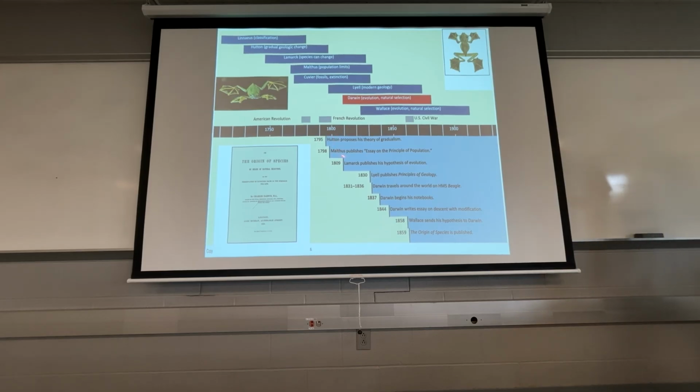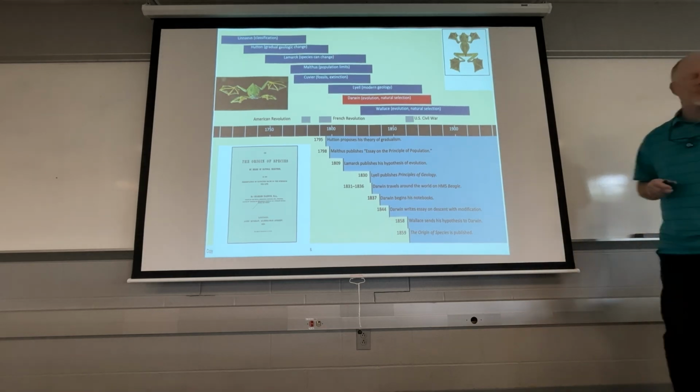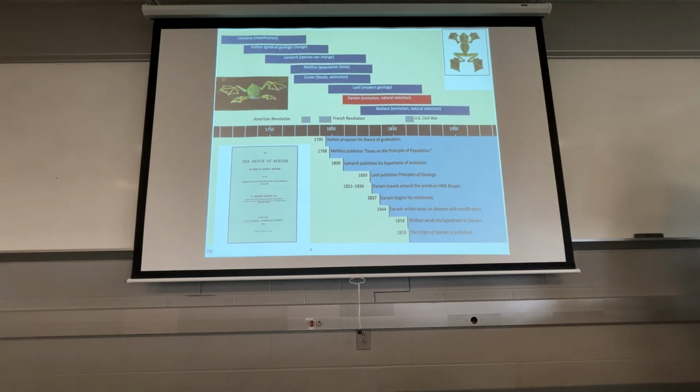So this is the timeline. The only date I'll ever test you on is the actual date of publication of The Origin of Species. I just feel like every biologist should know that. 1859 is the date it was published. This is when Darwin actually published The Origin of Species.